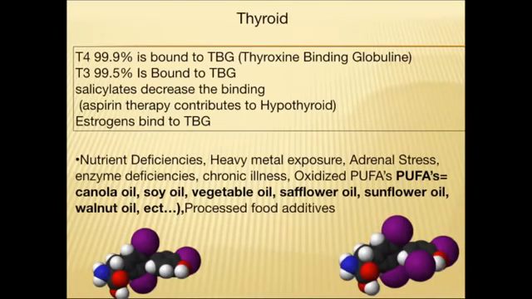T3 and T4. This is how a normal functioning thyroid works, we need to have this produced. But we're talking 99% of the T3 and T4 is bound to thyroid binding globulin. Estrogen will also bind to that. So if estrogen is in excess in the system, you're going to have a low functioning thyroid. Low functioning thyroid, high cortisol.